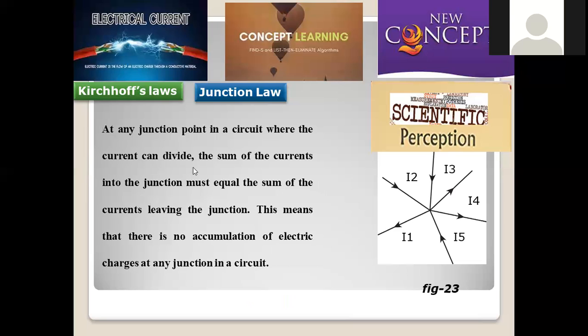So here it is clearly mentioned: at any junction point in the circuit where the current can divide, the sum of the current into the junction is equal to the sum of the current leaving the junction.